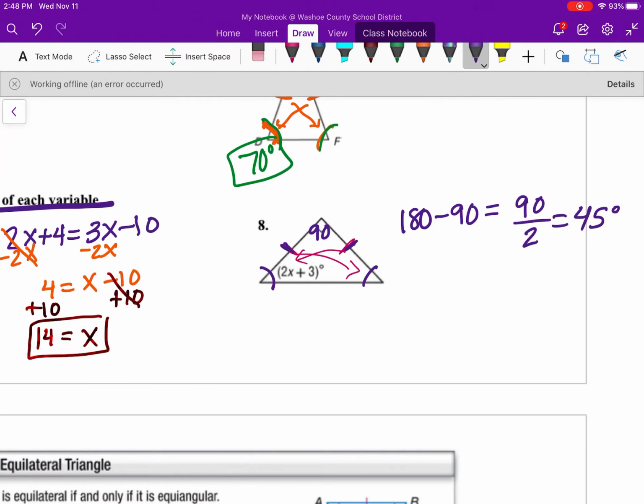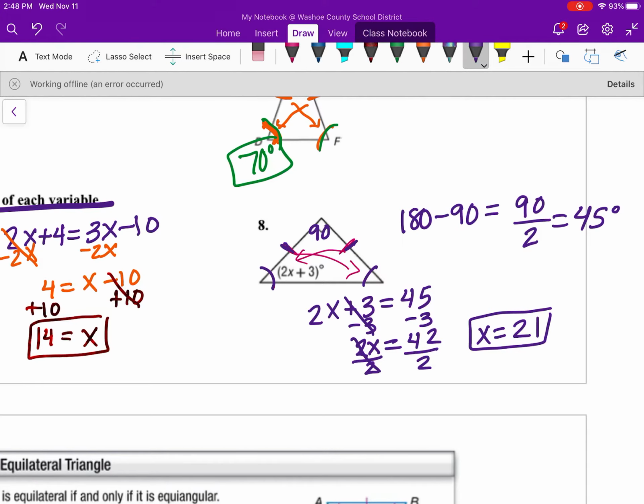So the equation that I'm going to set up here is just a little bit different. I'm going to set 2x plus 3 equal to 45. So I subtract 3 from both sides. 2x equals 42. And then I divide 2 on both sides. And I get x equals 21.